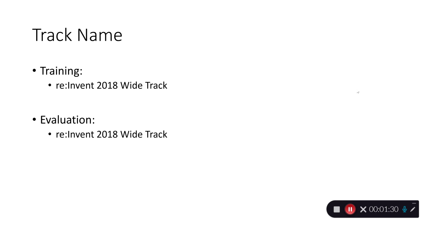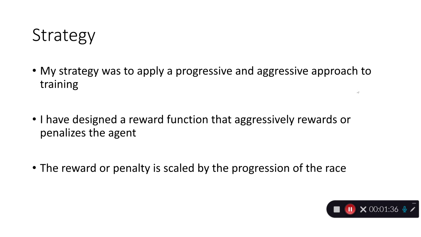So I used the reInvent 2018 white track for both training and evaluation. My strategy was to apply a progressive and aggressive approach for the learning. So it is reflected in the way the reward function is designed because it aggressively rewards or penalizes the agent. The concept of introducing a penalty increases the aggressiveness of the model. And then eventually the reward or penalty is scaled by how much the agent has progressed on the track.